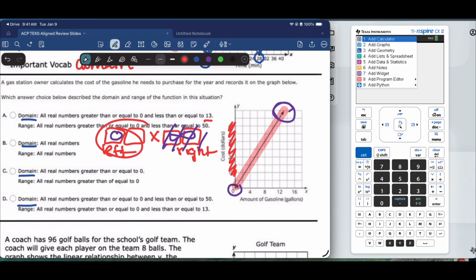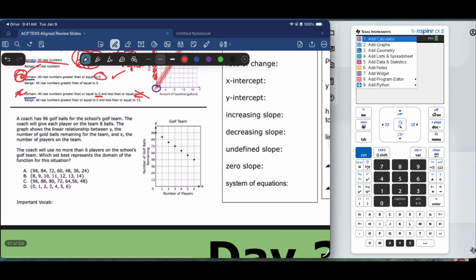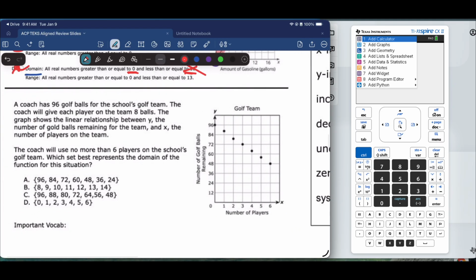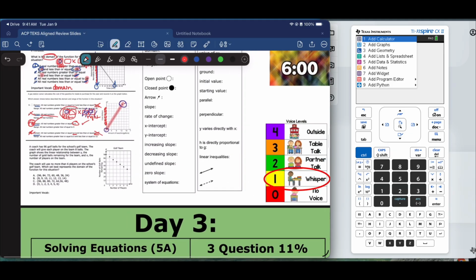So A has 13, that's bad. B doesn't have 0, that's bad. C has 0, that's good. D has 0 and 50, that's bad. So my answer should be C. And the next one, I think y'all got this. Y'all don't need me to do it.